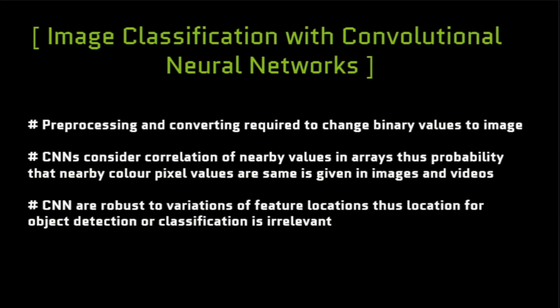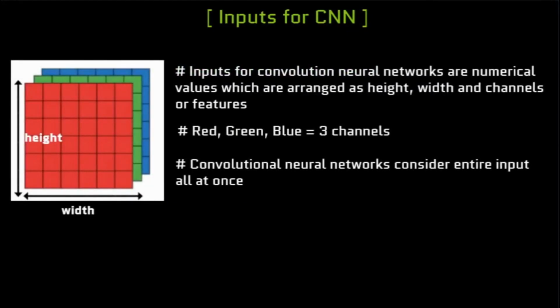For simplicity, let us assume that we want to build a neural network model that can classify wolves in images. A wolf has certain features that provide unique signals to the neural network, like legs, nose, eyes, ears and so on. Inputs for convolutional neural networks for image processing are numerical values arranged as height, width and channels or features. Each image yields a probability score of belonging to a defined class.